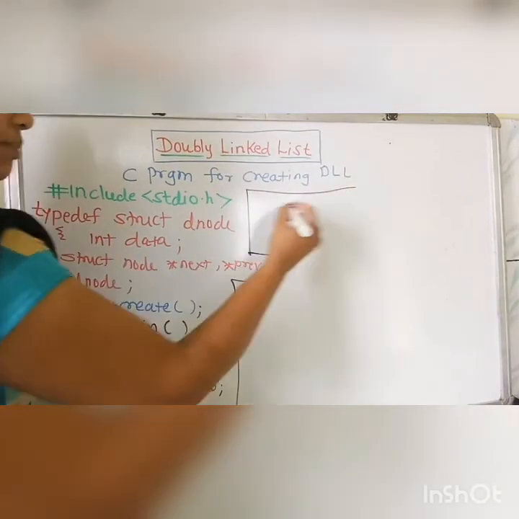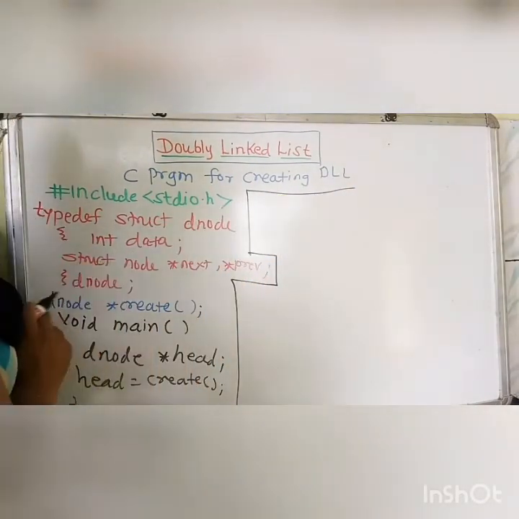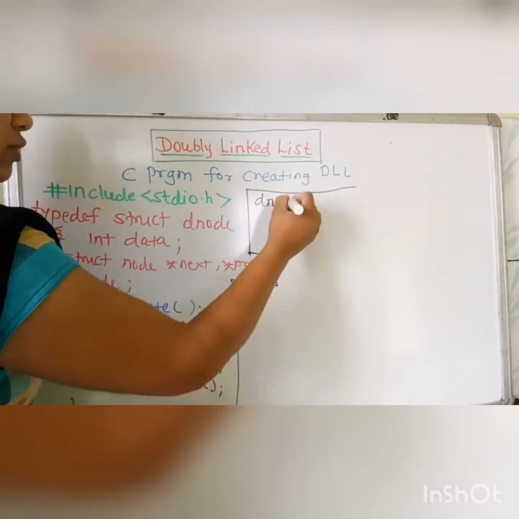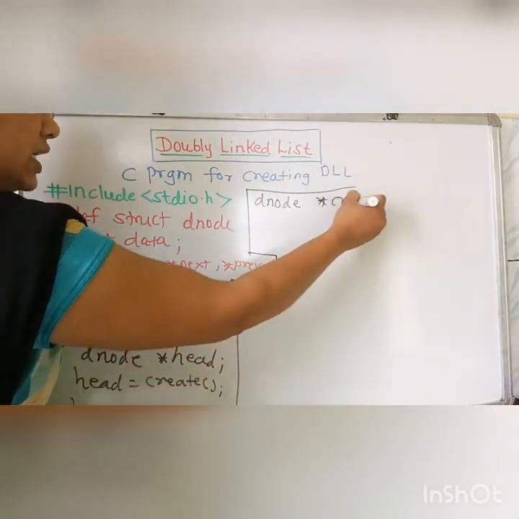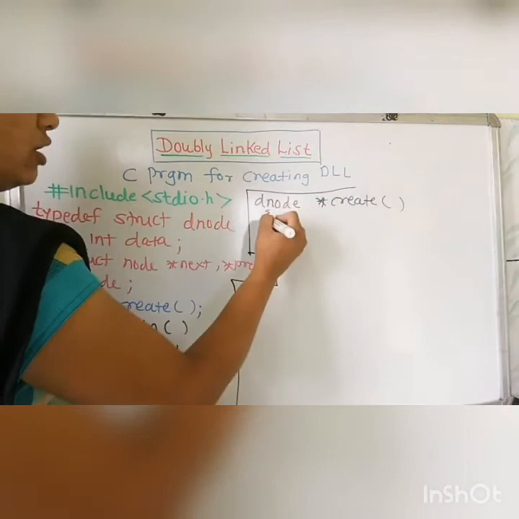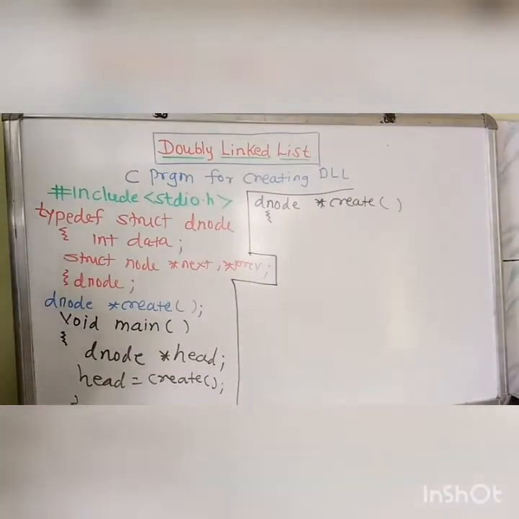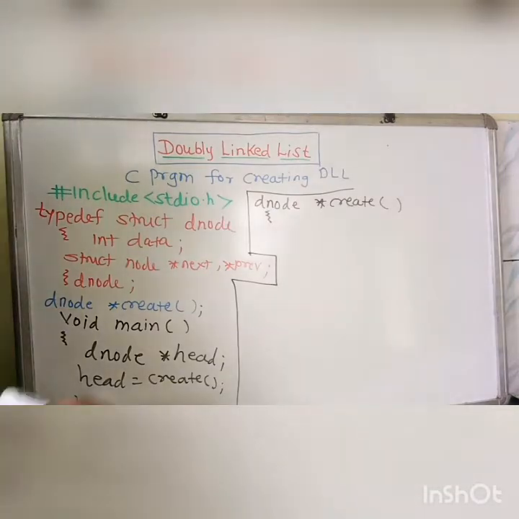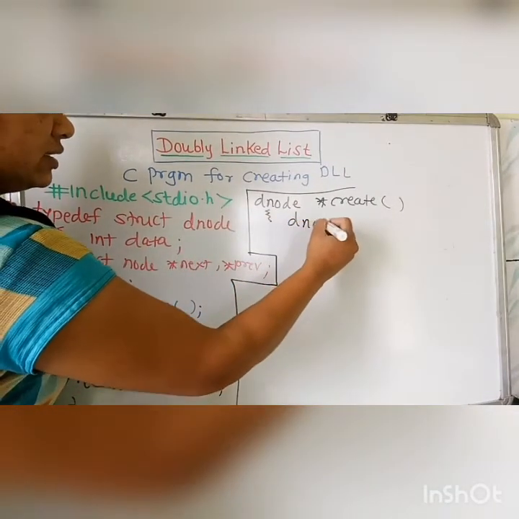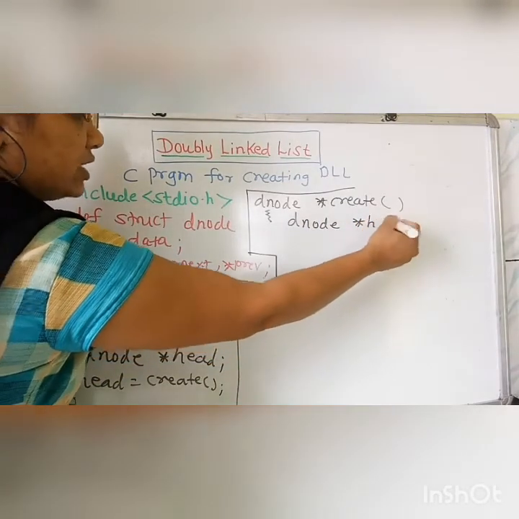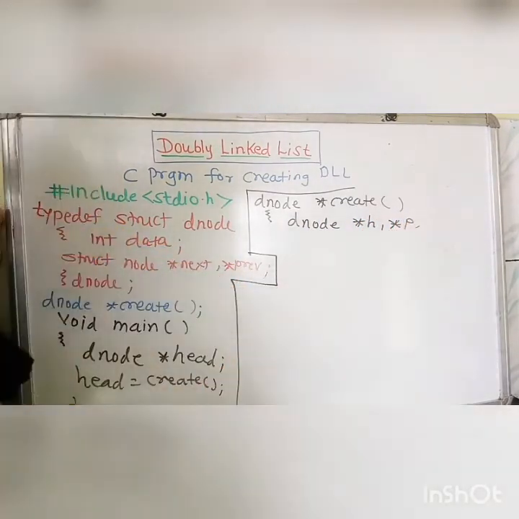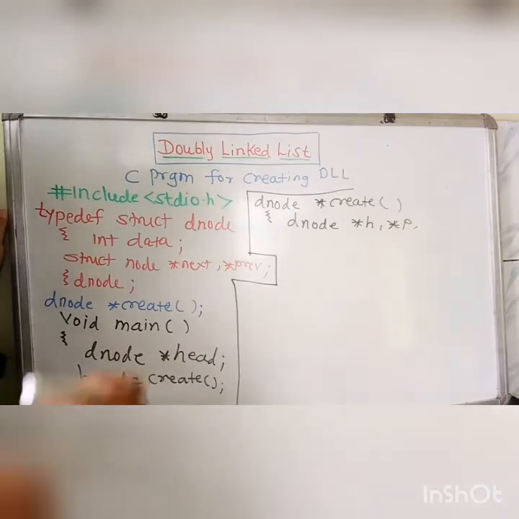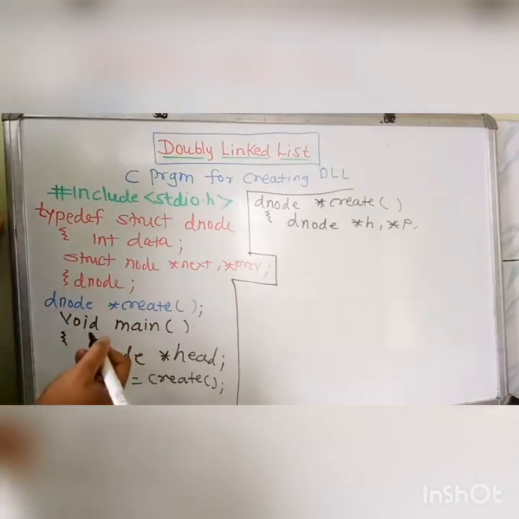We simply write down its definition, that is the dnode type star create, and all we know is that for creating any node we have to take one pointer for the start node, then another for the subsequent nodes. So we will take here the dnode type star h star p. Then we have to enter the subsequent nodes by the for loop.